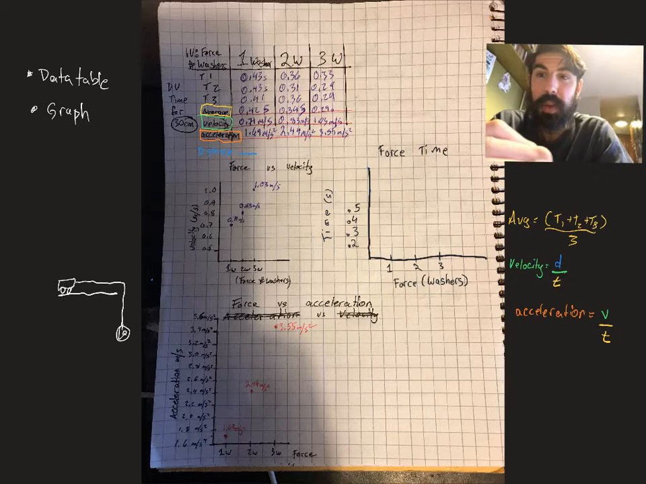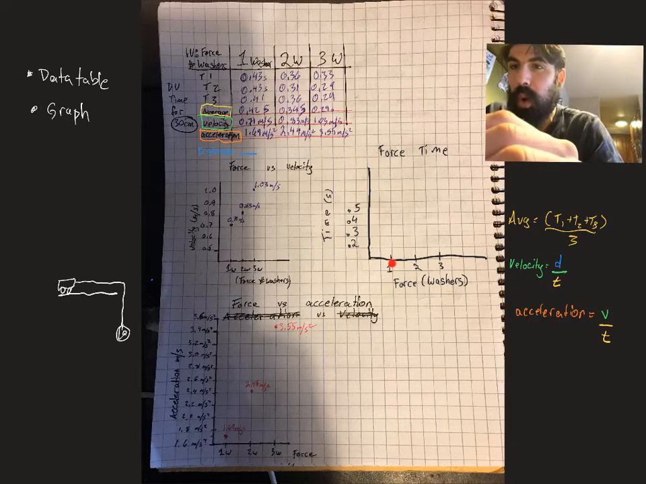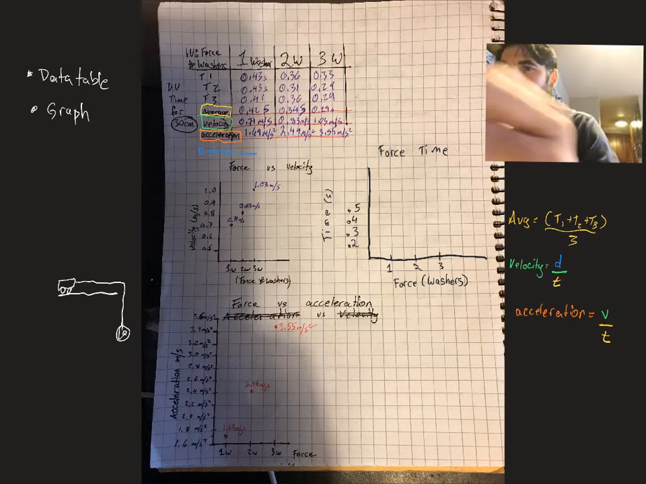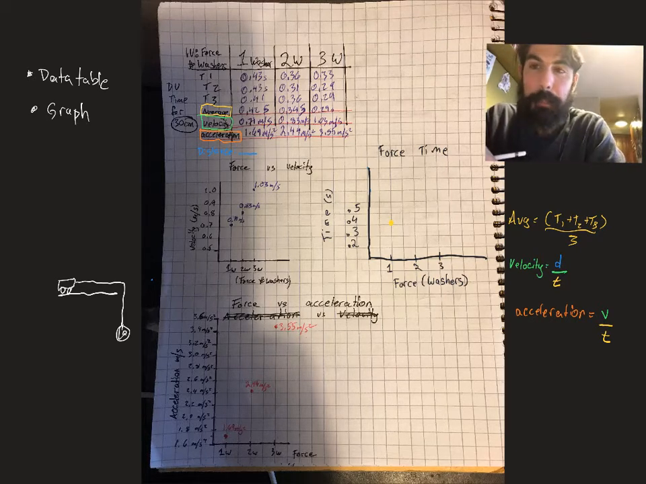So now I can make a force time graph. On the x-axis, I have force in washers: 1 washer, 2 washers, 3 washers. And on the y-axis, I have time in seconds. And with 1 washer, my time was 0.42 seconds. So I'm going to go all the way up here to 0.4. I'll put my dot. You could make a bar as well.